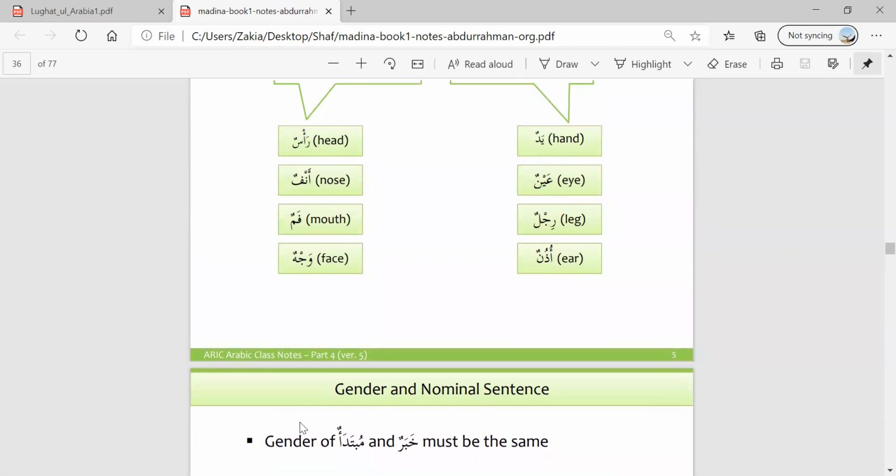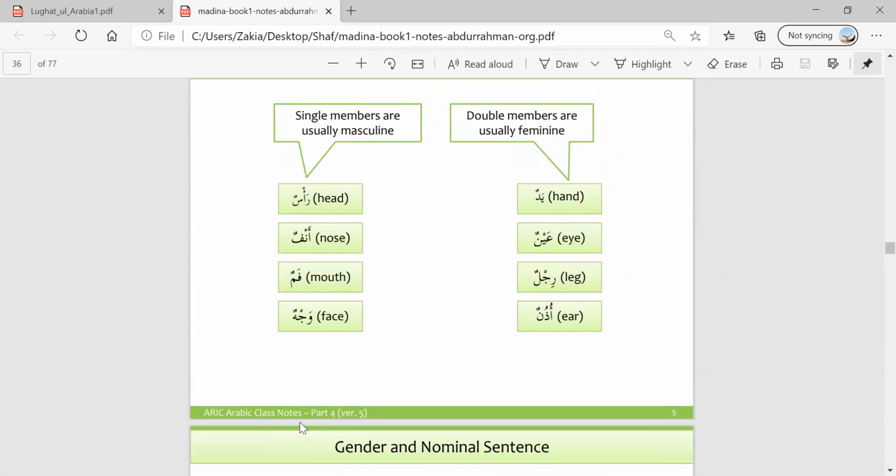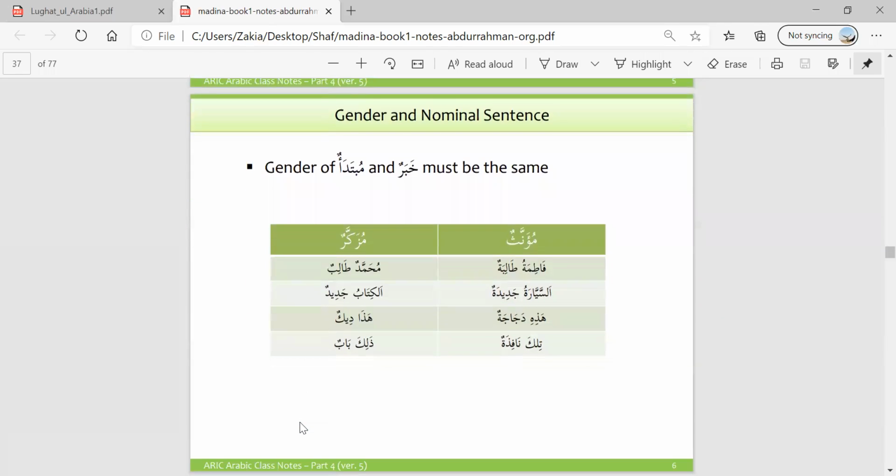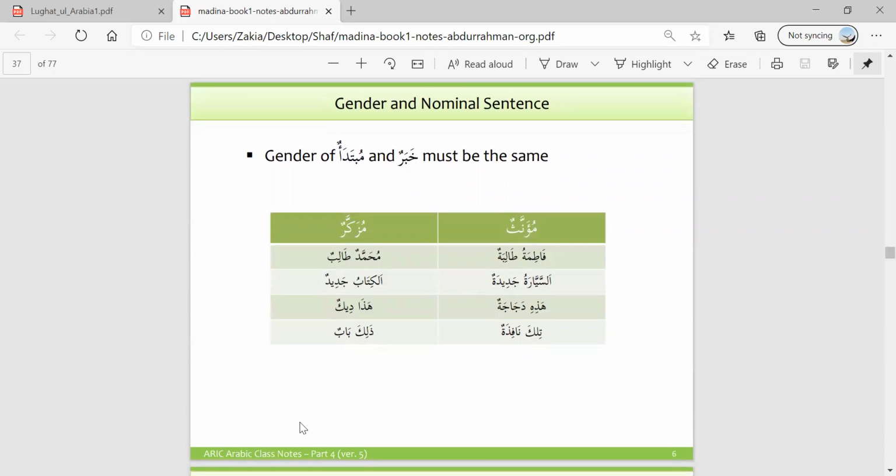So here it's not very obvious which ones are dhamma buddha, but the trick here is to remember that anything usually in pairs is feminine. Gender and nominal sentence. So we have gender of mubtada and khabar. So it must be the same. It follows it, so you cannot have them not matching. So basically it's saying that you match the mubtada, the subject, and the predicate, which is the khabar.